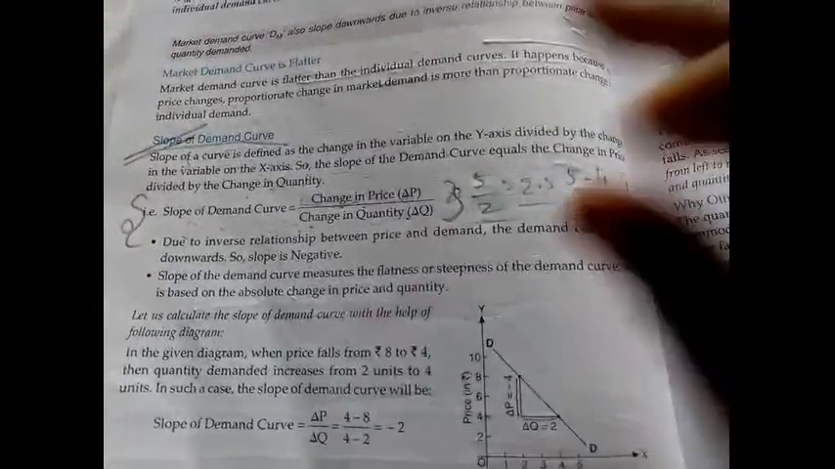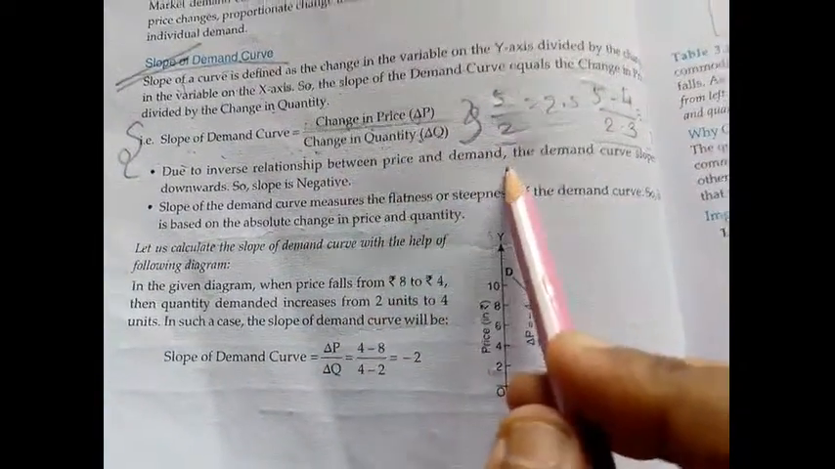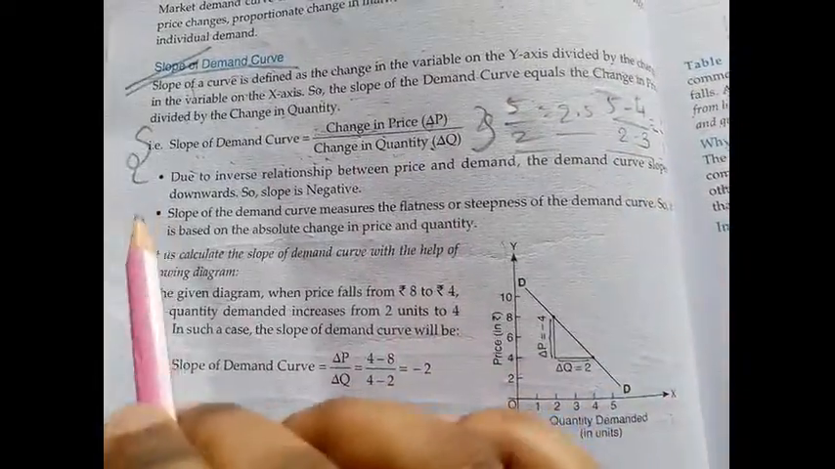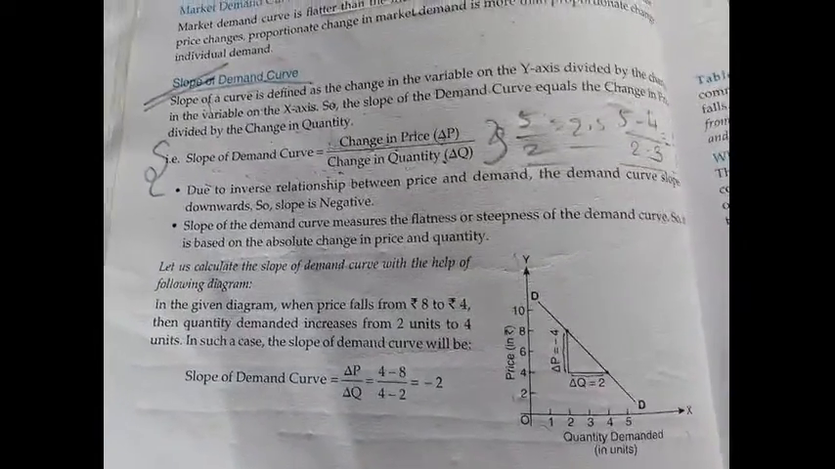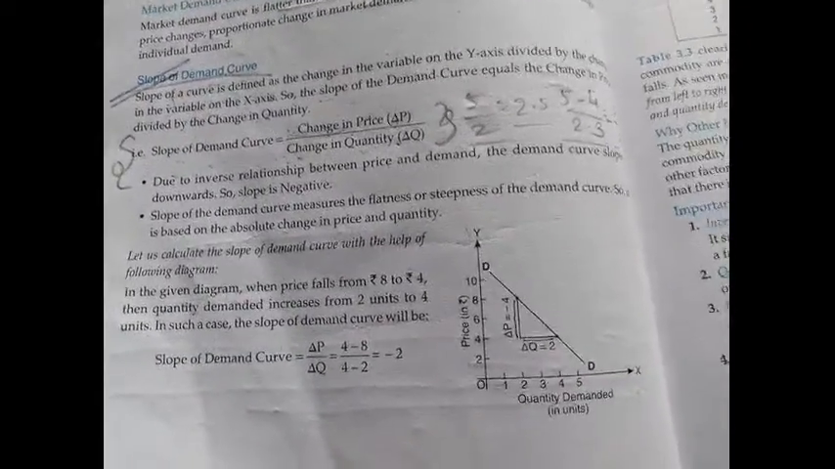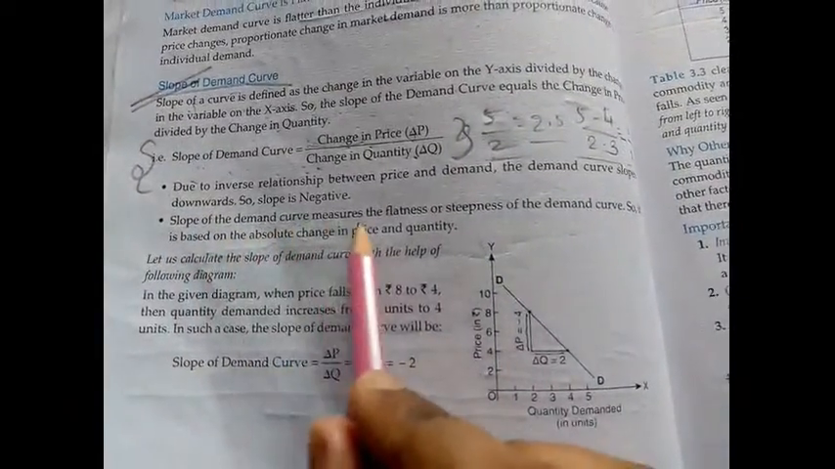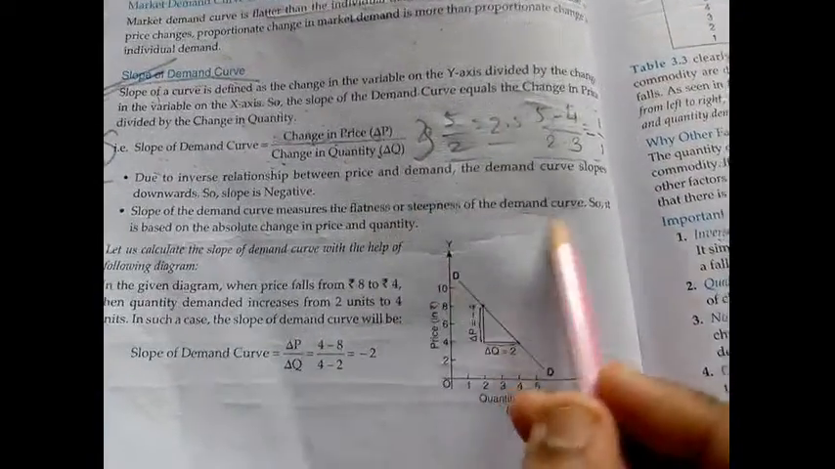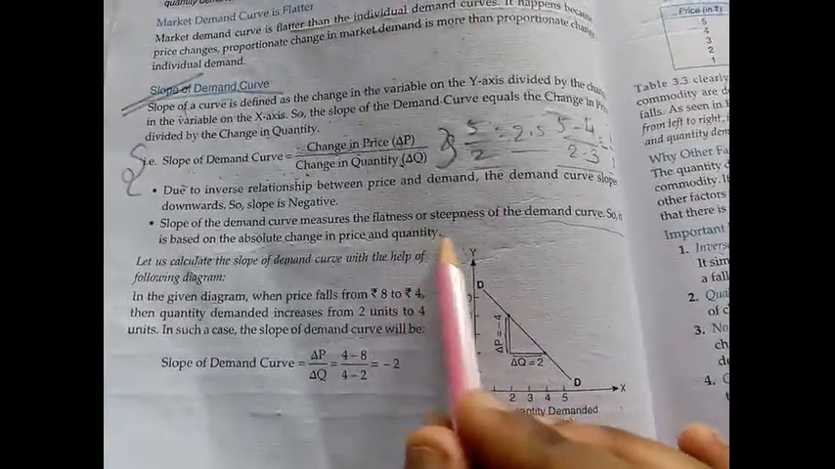This is a small mathematical expression; you will get a good mathematical expression later on. Due to the inverse relationship between price and demand, the demand curve slopes downwards. So the slope is negative, because of the inverse relationship the slope of the demand curve is downward, and since it is downward, it is negative. Slope of the demand curve measures the flatness or steepness of the demand curve. So it is based on the absolute change in the price and quantity.